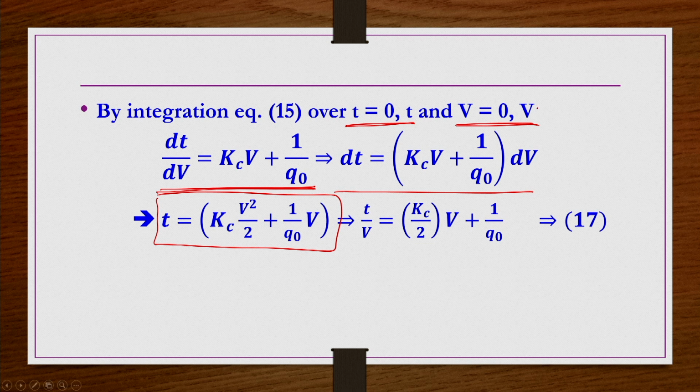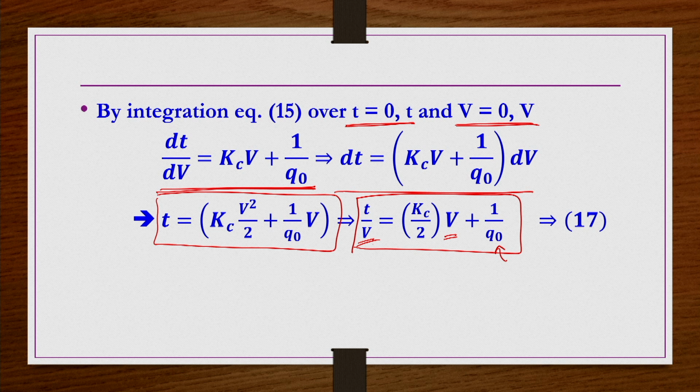So, then there will not be any kind of integration constant anyway. Here, if you simply rearrange this equation, t by V equals Kc by 2 V plus 1 by Q naught. Then the t, V information you get experimentally. For a given pressure drop, you rearrange and plot t by V versus V, and you will get a straight line with intercept 1 by Q naught and slope Kc by 2.